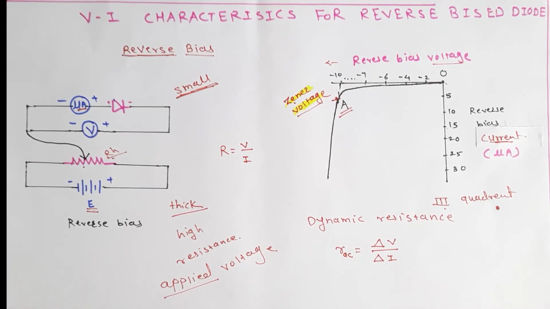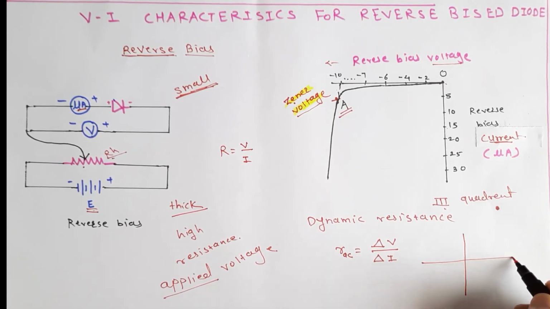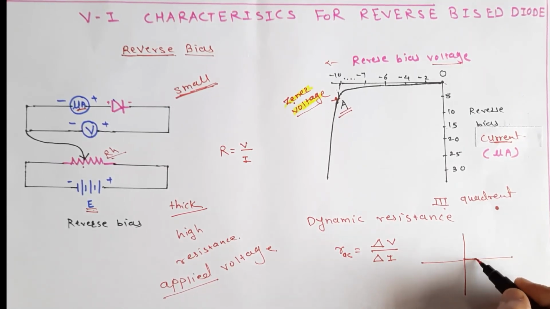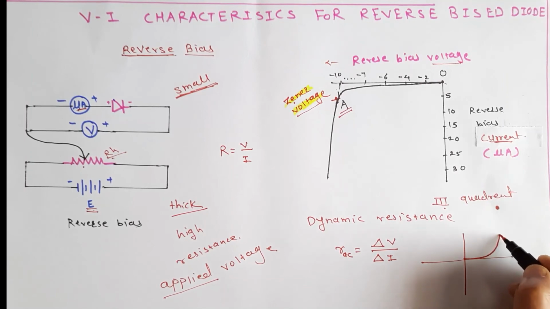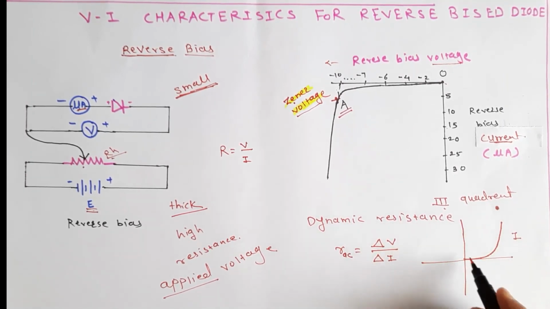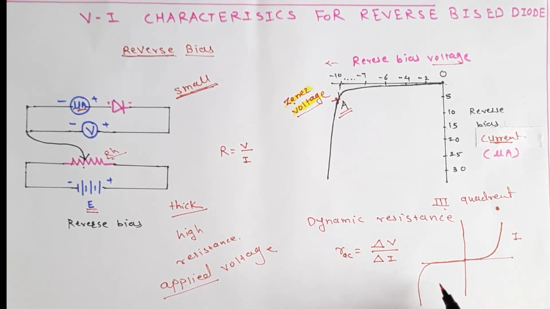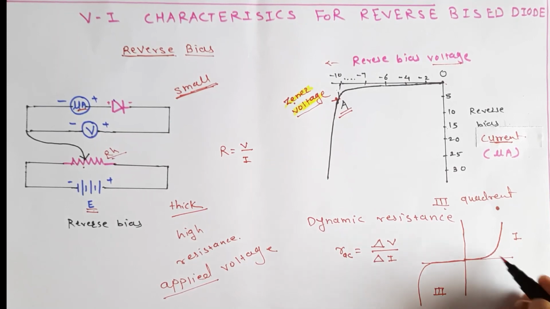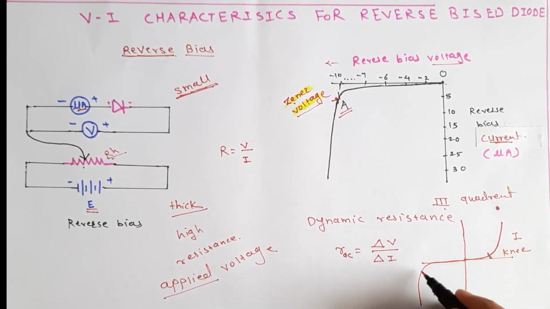The overall characteristics of the PN junction diode can be drawn like this. For the forward bias, we get the VI characteristics in the first quadrant, and for the reverse bias, we get the characteristics in the third quadrant. We call this voltage as knee voltage and this voltage as a breakdown or Zener voltage.